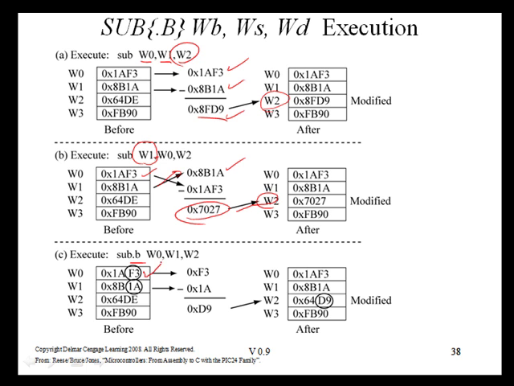Like all byte forms, only the least significant bytes of these registers are involved in the operation. When we produce this result, D9, that's going to get written into the least significant byte of W2. Its most significant byte is unchanged.